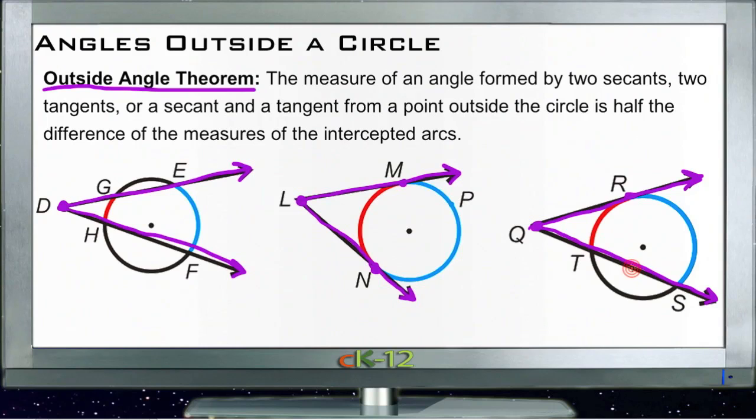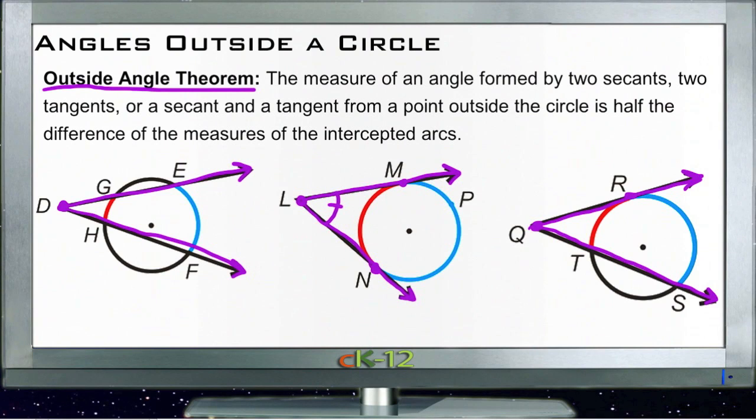What's nice is that no matter which of these options we end up running into, the method for calculating the angle is the same. And that is that we take the two arcs that are described by the angle, and we find the difference between them, and then we take half of that measure, and that's the measure of our angle.